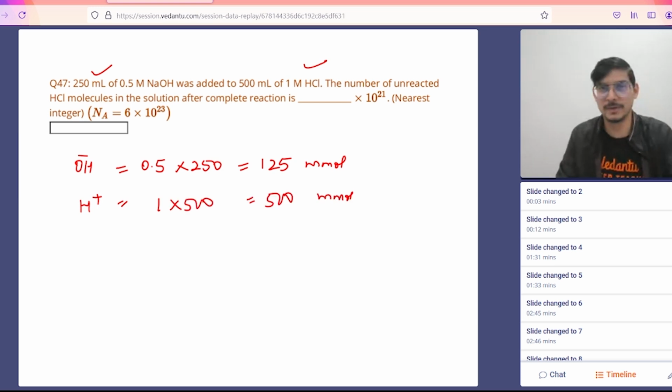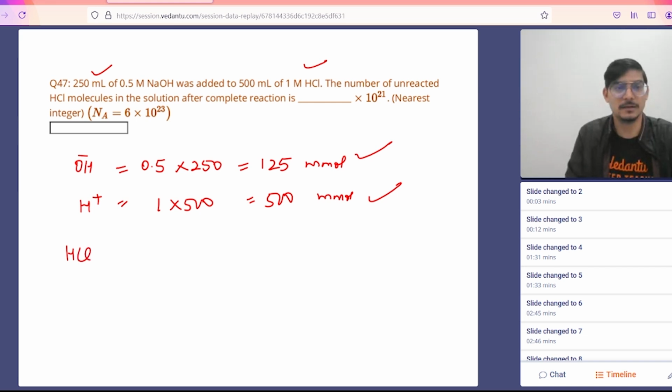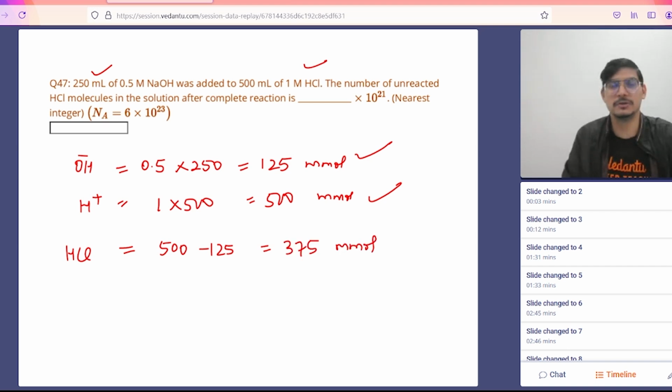Now H plus and OH minus react in 1:1 molar ratio. So you can see that OH minus is the limiting reactant and H plus is the excess reagent. So the HCl or H plus that is actually left is 500 minus 125, which is 375 millimole. Now it's very simple. You have to convert this 375 millimole into number of HCl molecules.